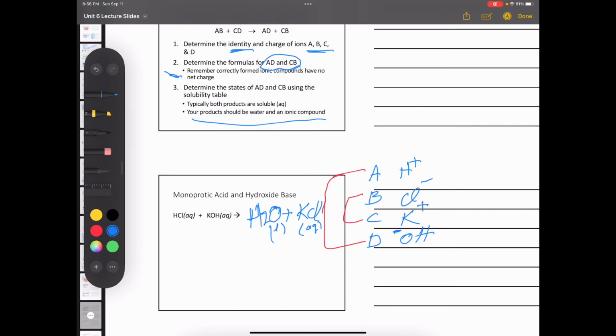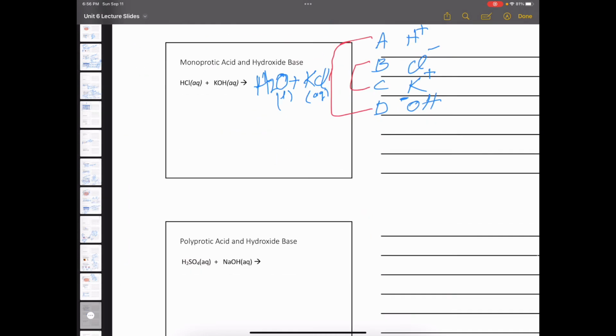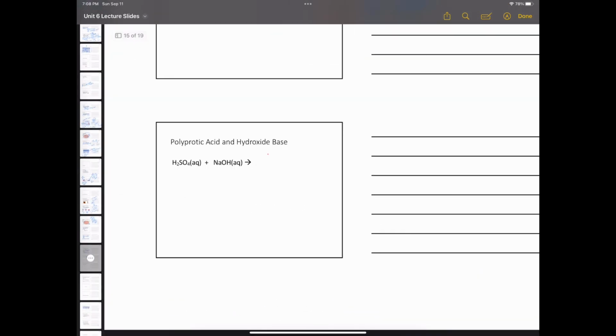This basically concludes your neutralization reaction. So if I were to ask you to write a neutralization reaction for hydrogen chloride and KOH, this is how you would do it. Okay? Let's do, I think we have at least a couple more examples.